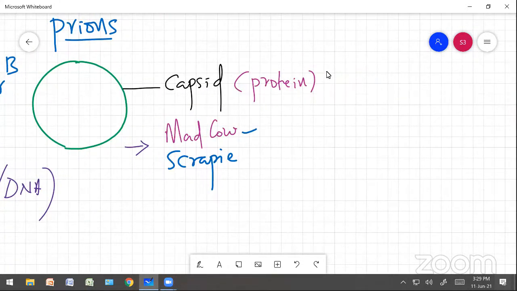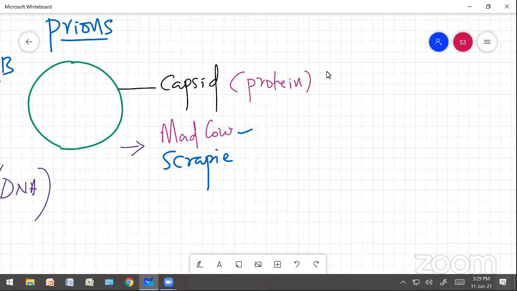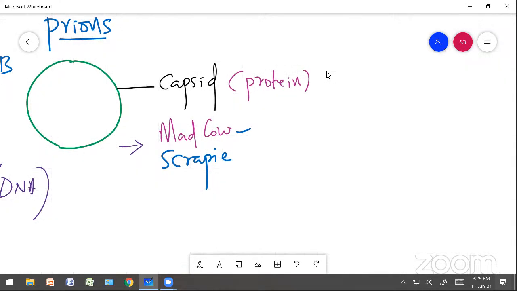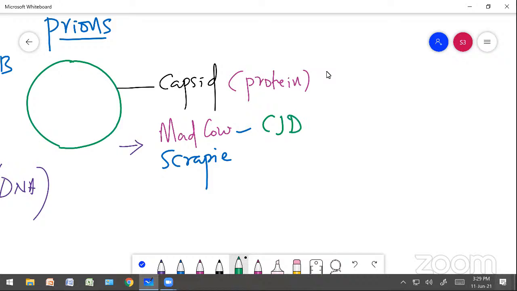Prion is able to cause two types of disease. I'm talking about the diseases caused by prion. So let me take the first disease, that is mad cow disease. It is also known as CJD. Shortly, I can say C stands for Creutzfeldt and J stands for Jakob.